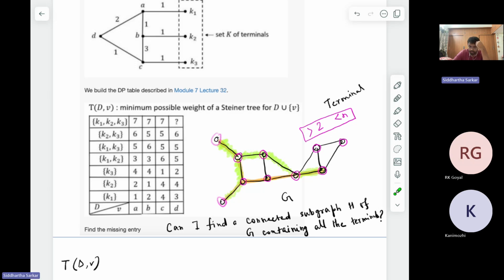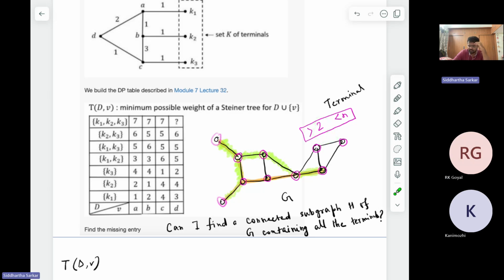The other observation you have is that the entries corresponding to these three rows are nothing but shortest paths. This entry corresponds to connecting K3 with A, so you have to find the shortest path between K3 and A. You look at K3 and at A and ask what the shortest path is. So if D is only a single terminal, it reduces to the situation where the number of terminals is 2, and that is the shortest path.